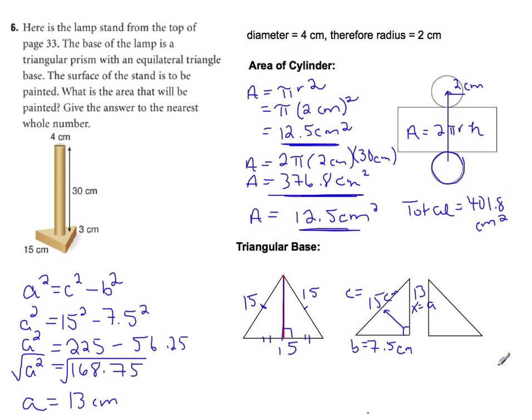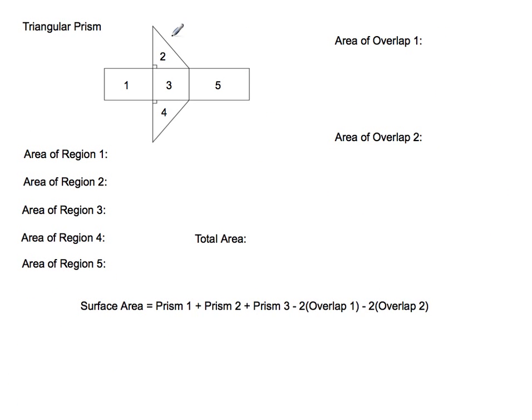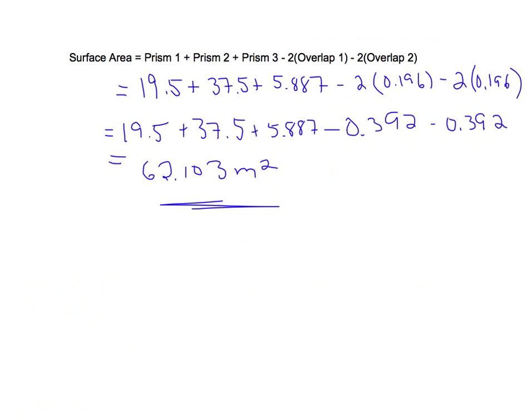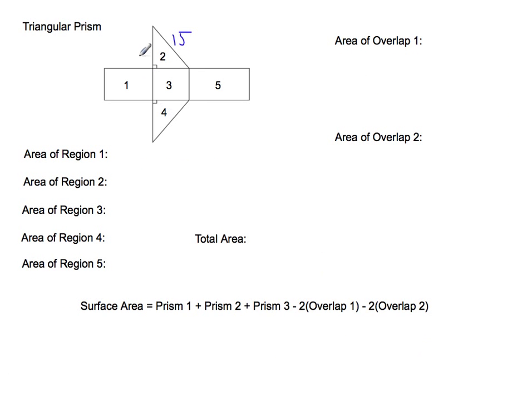So now I'm going to transfer all of my dimensions over to here. So now I have a hypotenuse of 15, which was there. My height of my triangle is 13. Whoops, wrong one. So my height of my triangle was 13.